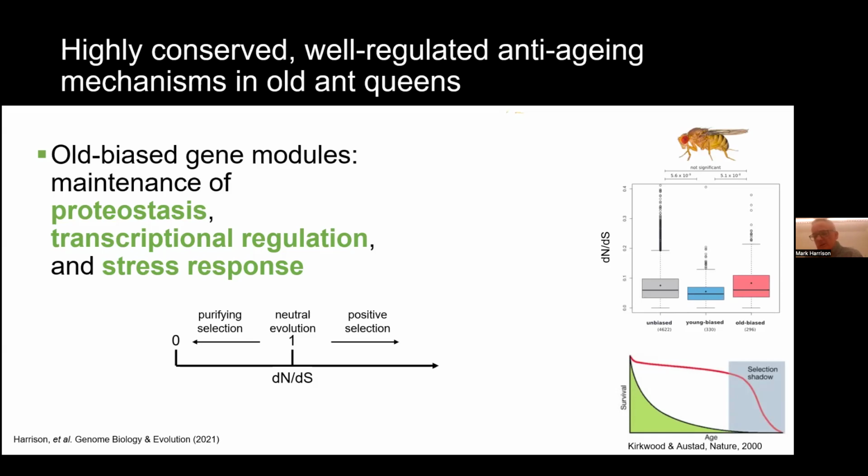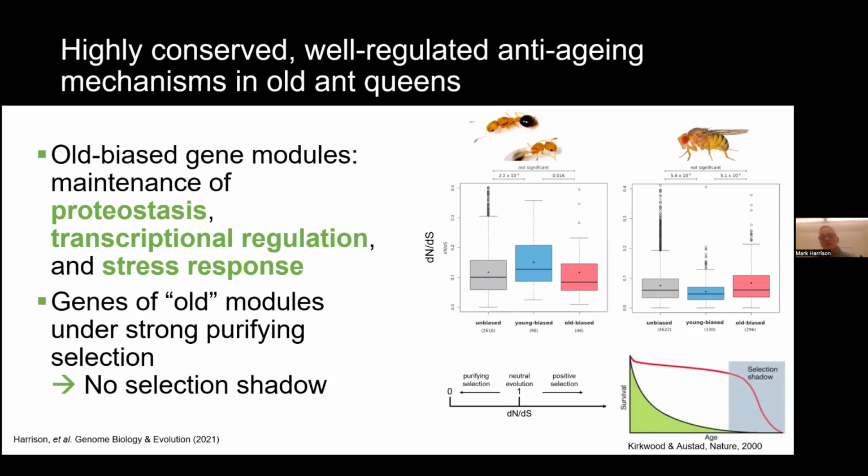We did a couple of other analyses which corroborated this. So dN/dS is capable of detecting a selection shadow. And something similar was also published for humans. And I did the same in the ant data, and we didn't see this. In fact, we saw the opposite. So at least with dN/dS, we found no sign of a selection shadow. Genes which are expressed in these older queens are actually under stronger purifying selection.